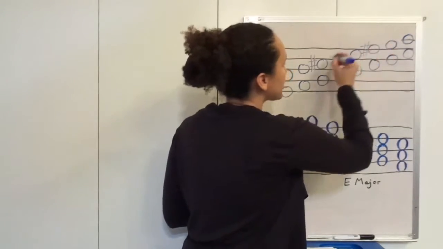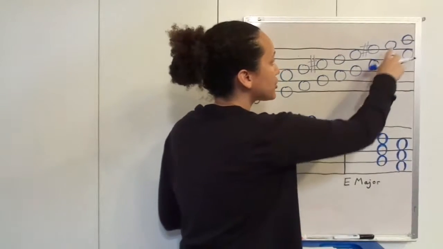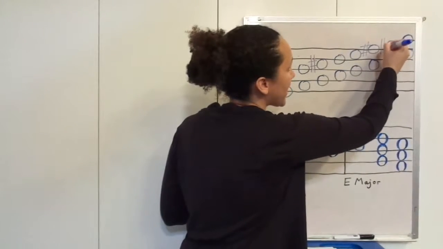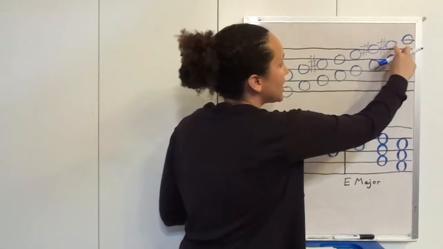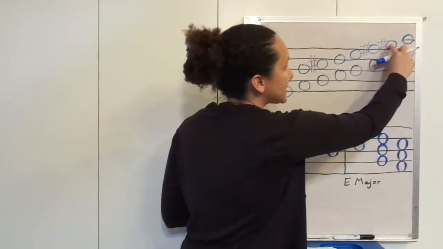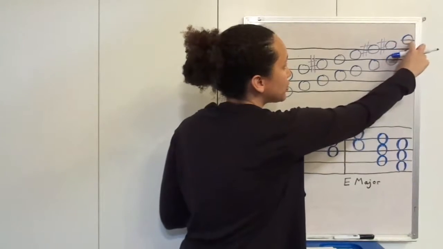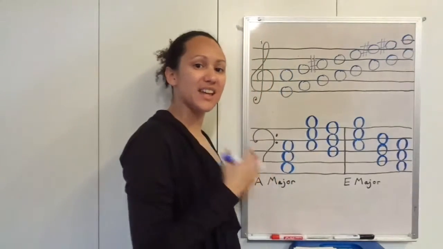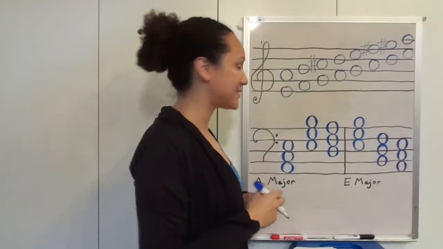So we have F sharp, C sharp, and then our third sharp is the G sharp, and we add that in. And that gives us the nice half step between the G and the A. Instead of G, it's G sharp, which goes right into the A. So it has that nice half step sound that we like.